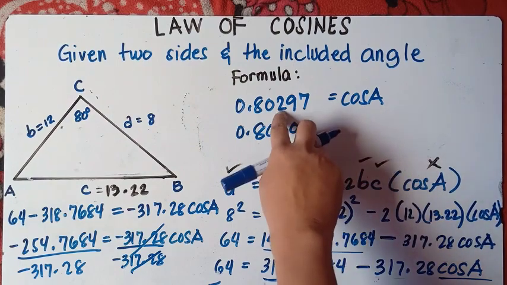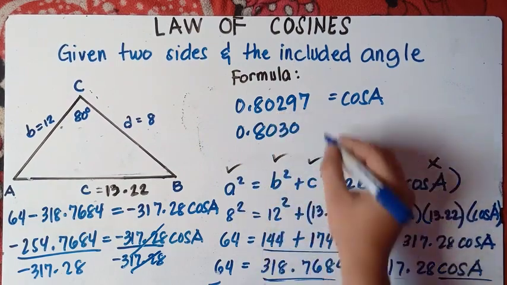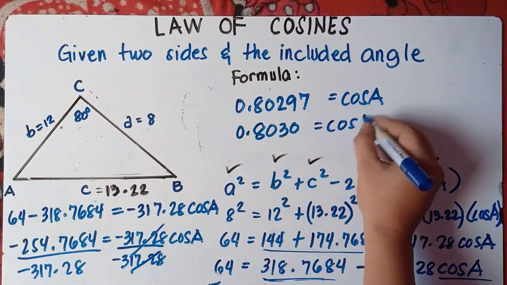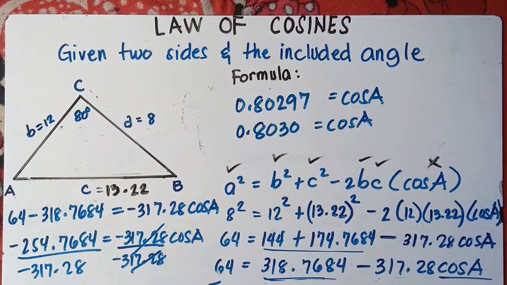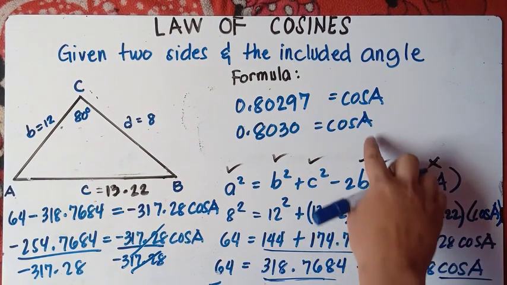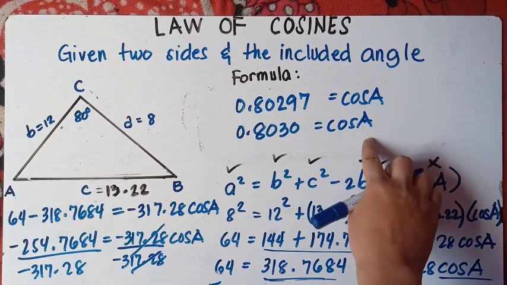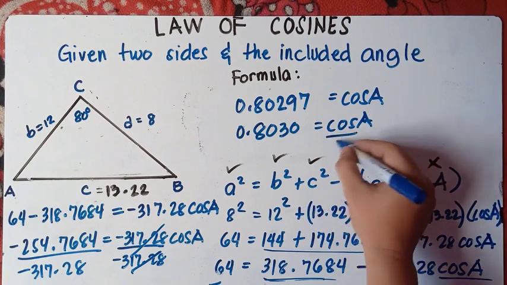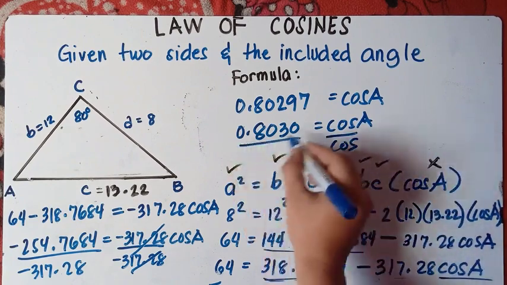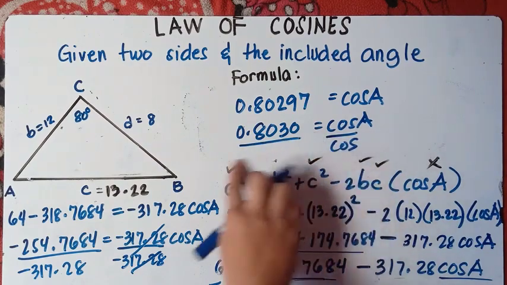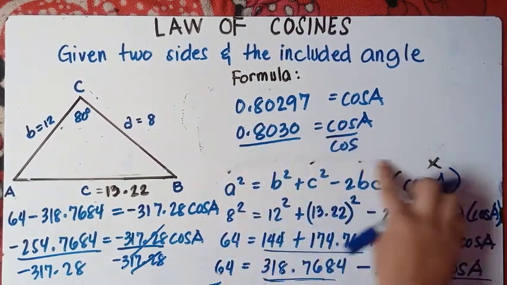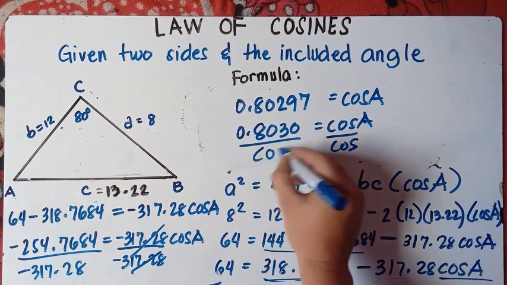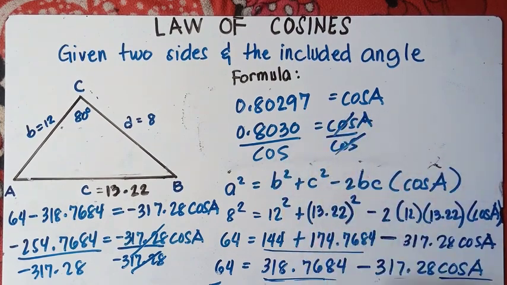This becomes 10. So you add 1 here, 30 equals cosine A. So we're almost done. To find this angle A, last equation, divide both sides by cosine.